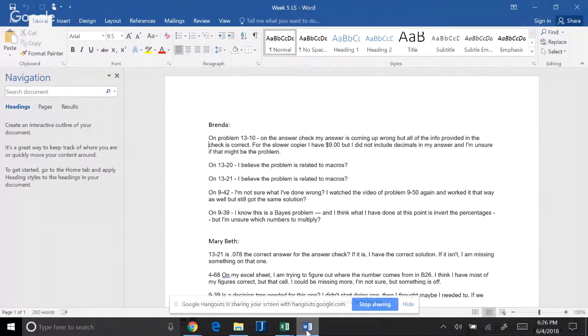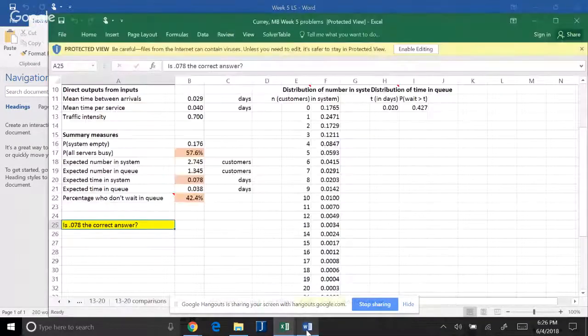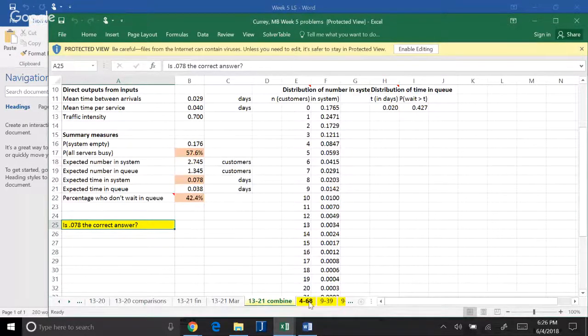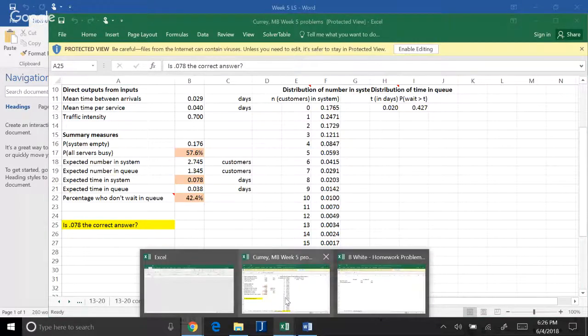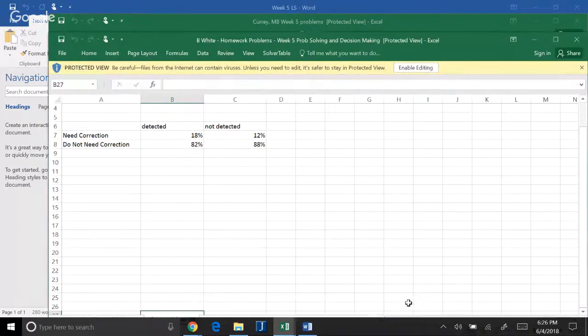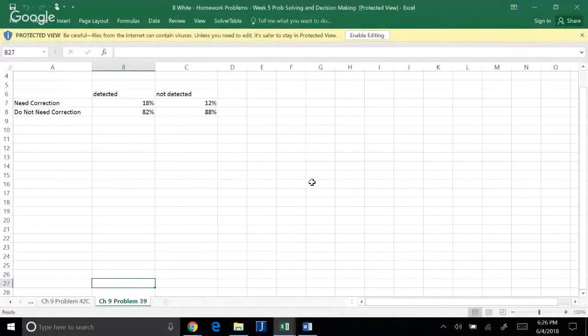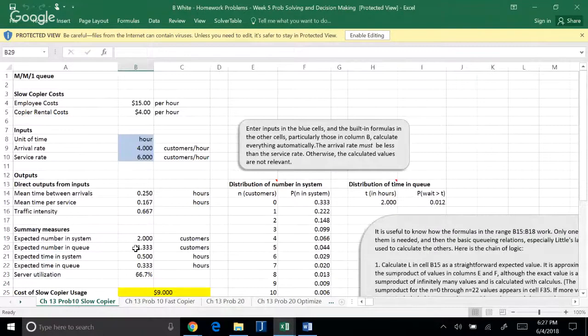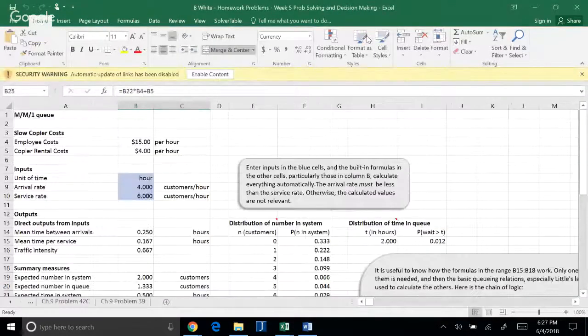On problem 1310, the answer check is wrong for the slower copier. She's got $9, didn't include decimals. $9 is not the correct answer for the slow copier, and let me show you why. Oh, this is Mary Beth's, and I am looking for Brenda's. Okay, sorry about that. All right, slow copier, and what she came up with is $9. So I'm going to look at where she got her numbers from.